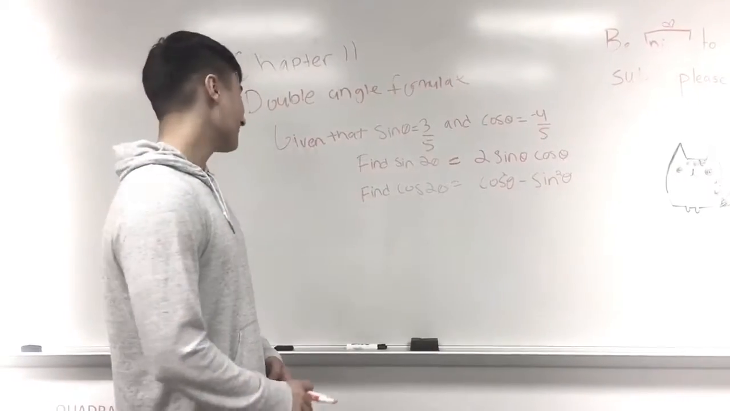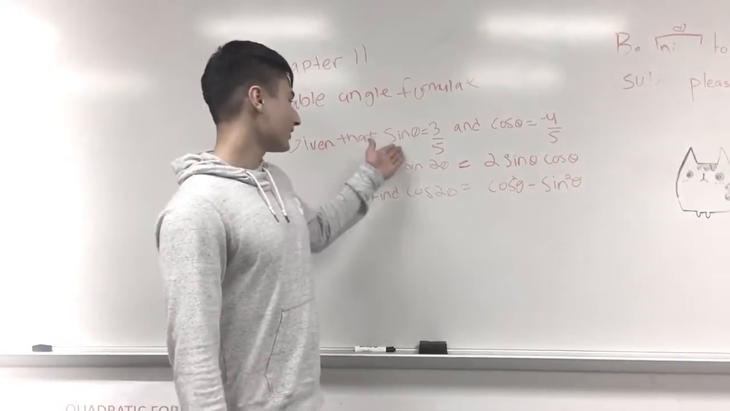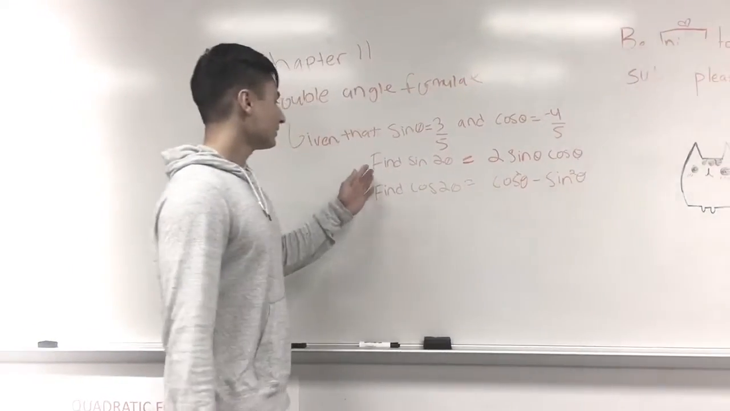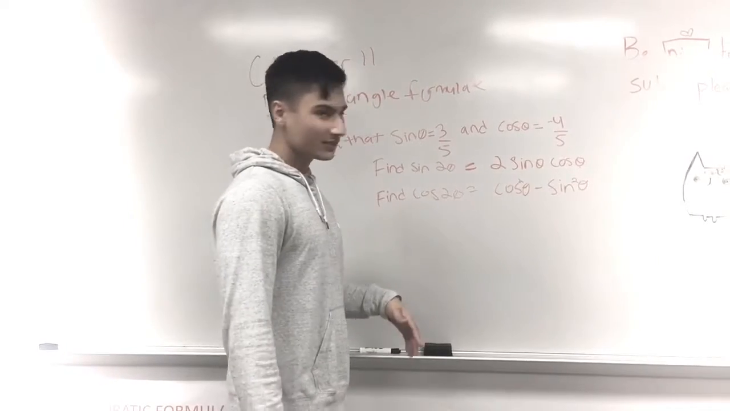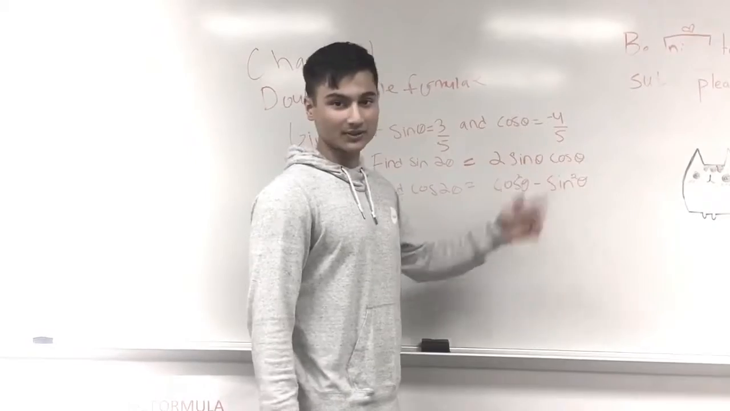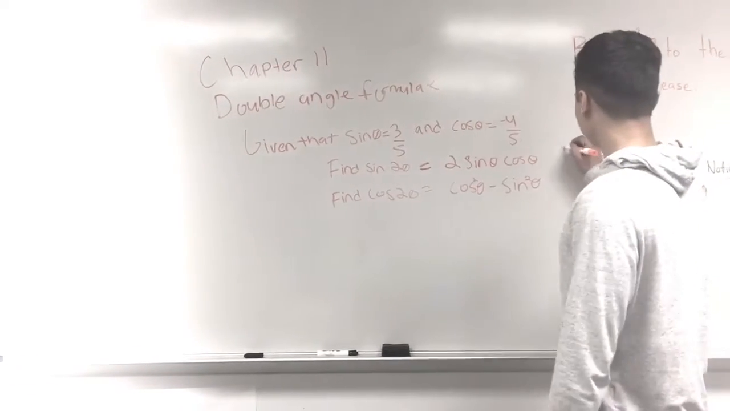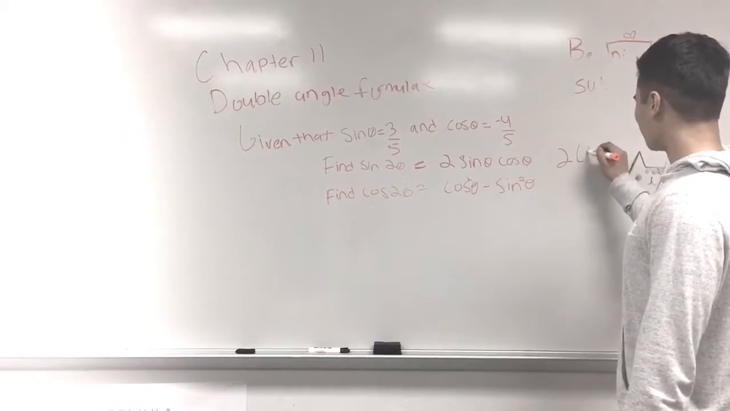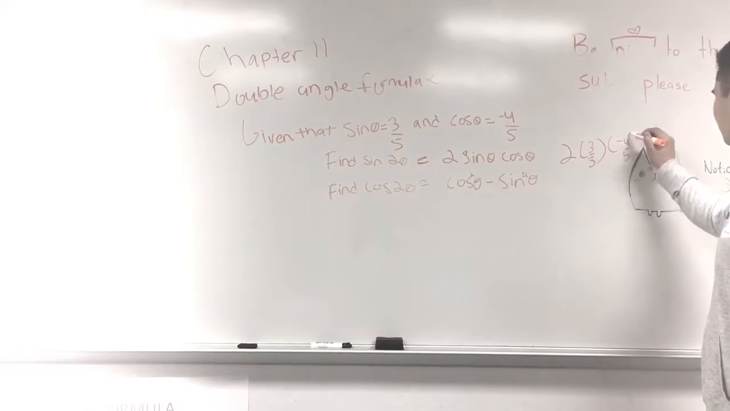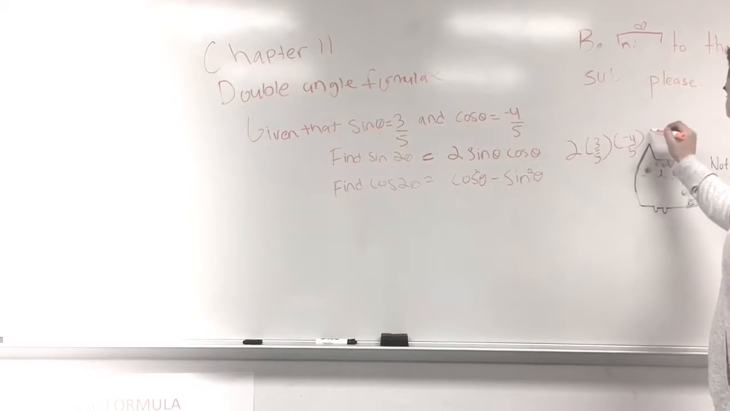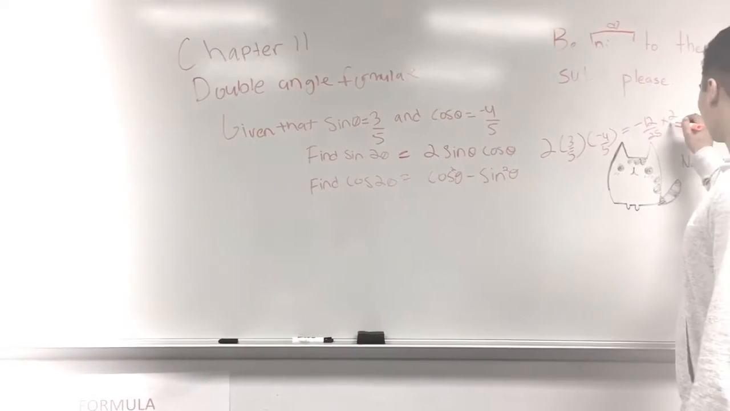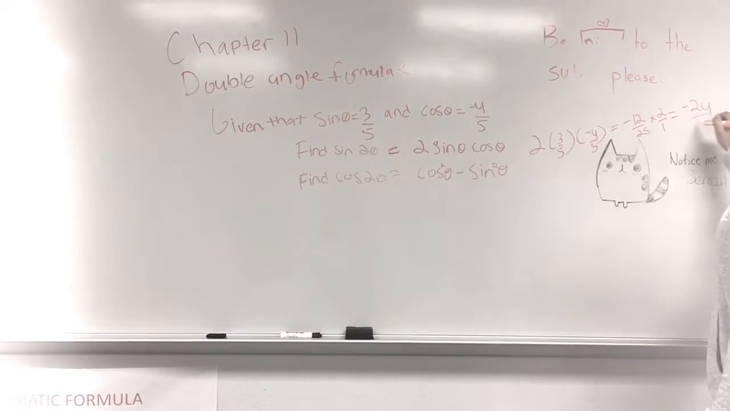Now we're on to double angle formulas. Given that sine theta equals 3 over 5 and cosine theta equals negative 4 over 5, find sine 2 theta and cosine 2 theta. To find sine 2 theta, it equals 2 sine theta times cosine theta. So we have 2 right here, sine theta equals 3 over 5, and cosine theta equals negative 4 over 5. You multiply these two together, you get negative 12 over 25. Multiply this by 2, and it equals negative 24 over 25.